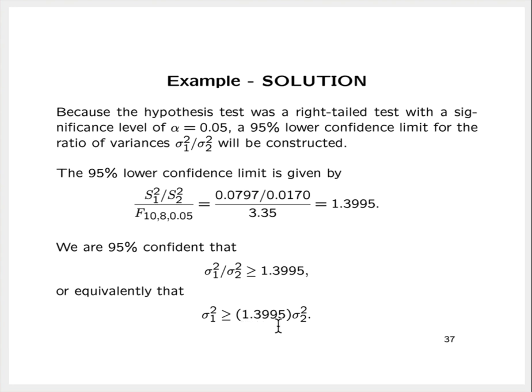Because 1.3995 times sigma 2 squared is strictly greater than sigma 2 squared, then we could draw that same conclusion that we were able to make using the hypothesis test. But notice that not only can we draw that same conclusion, we actually have more information here, because now we've quantified how much bigger sigma 1 squared actually is than sigma 2 squared at a particular level of confidence.